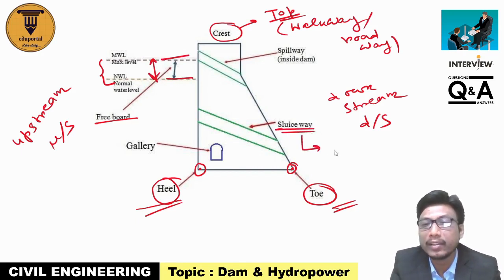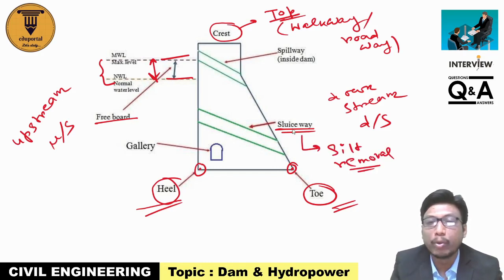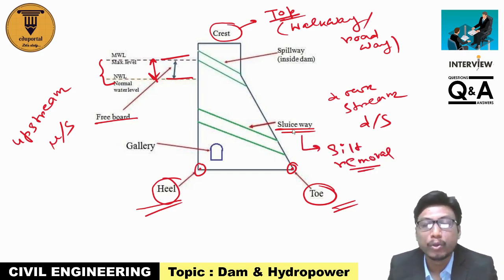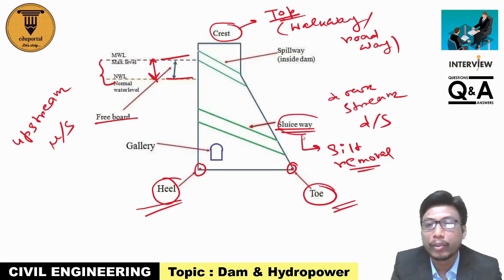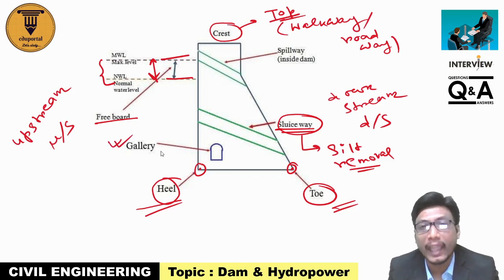Its purpose is silt removal. Silt removal. Okay, so it's an opening near the base of the dam to remove the silt that has accumulated in the reservoir. Okay, so this is sluice way. Now gallery, it is a long and narrow opening through the dam.